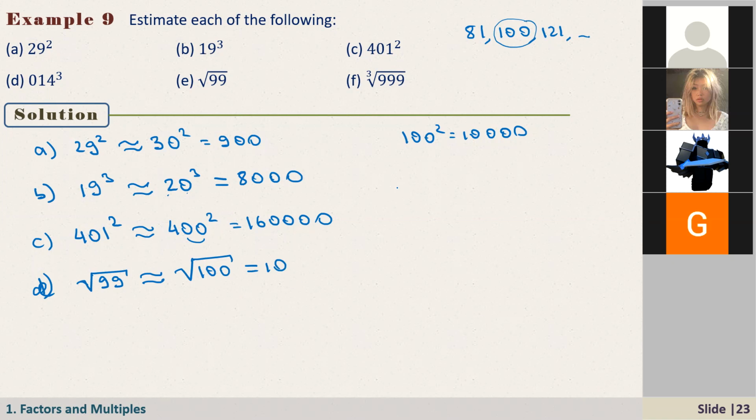Okay, and how about F? It is the cube root of 999. And we know that 1000 is a cube number, right? So we can estimate this by 1000. And what is the cube root of 1000? That's equal to 10. Okay.